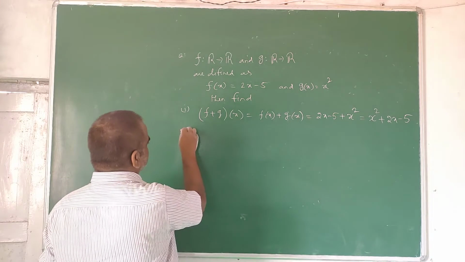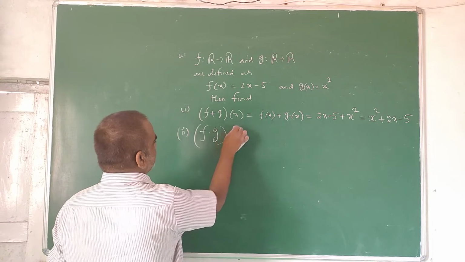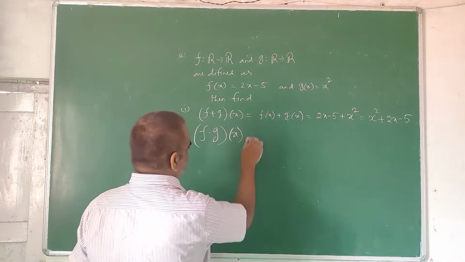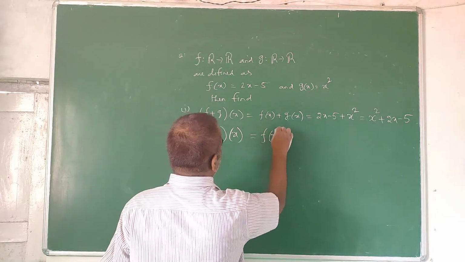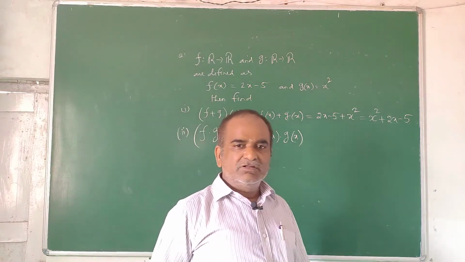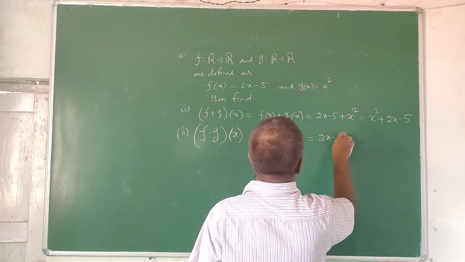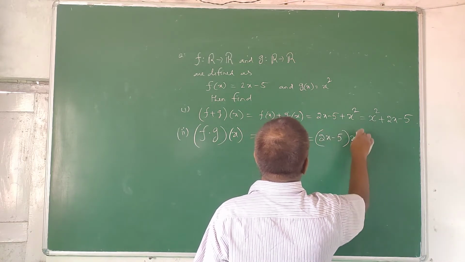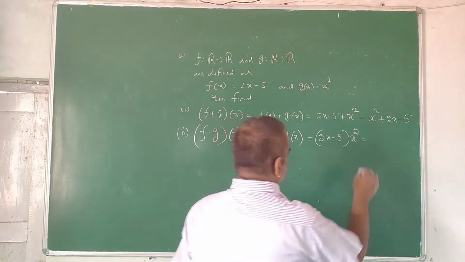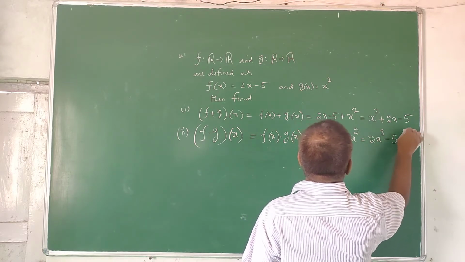Coming to the next one, say f into g of x is required for the same functions. f into g of x is equal to f of x into g of x. Whereas f of x is 2x minus 5 into g of x, which is x square. So if you multiply, it is 2x cube minus 5x square.